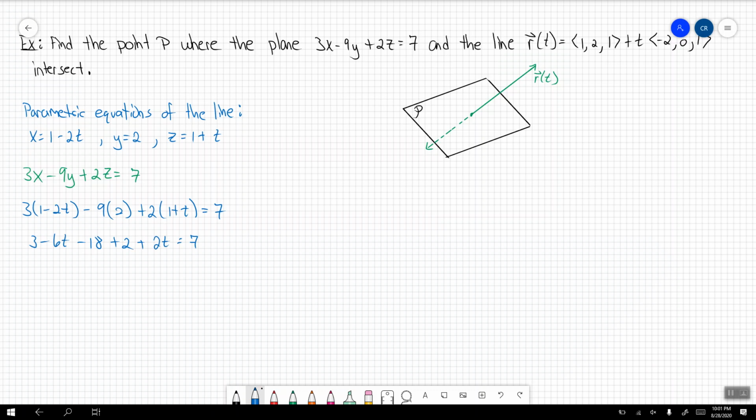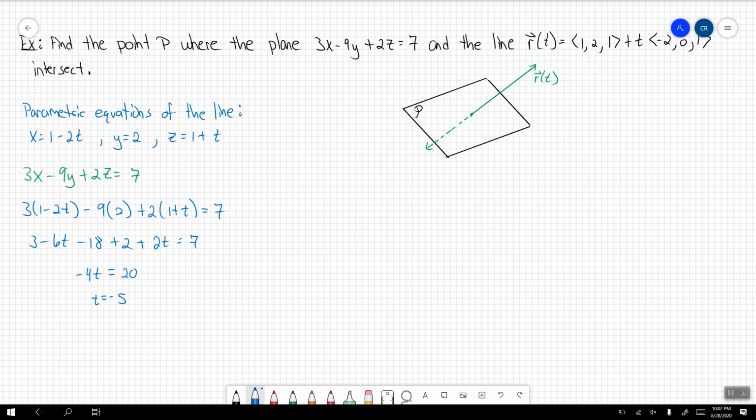Okay, now I'm going to go ahead and add here. So this is going to be negative 4t is equal to, and then I have 7, and I'm going to subtract 3, subtract 2, and then add 18. So this is going to get me 20, which means that t will be negative 5. So now if t is negative 5, all we need to do is find the point.